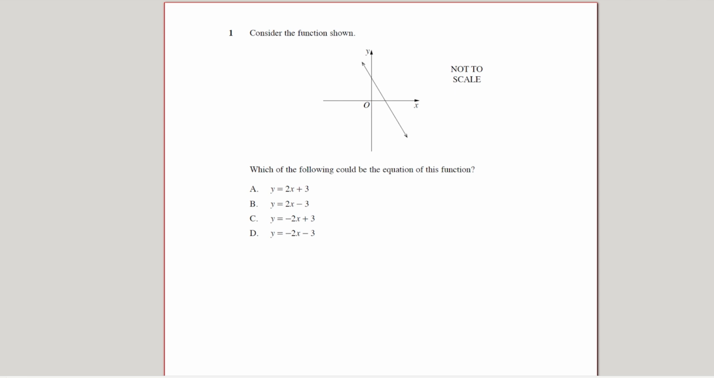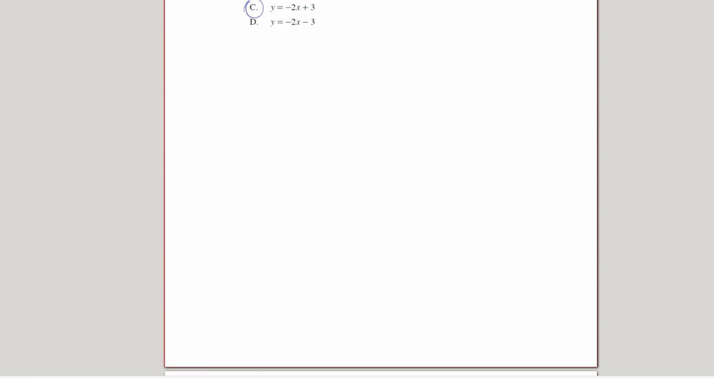First question is asking for the equation of the function. Let's have a look. The function is going downwards, so I can immediately cross out A and B. Why is that? Because the coefficient of x cannot be positive because it's going downwards. And now I can say that the y-intercept is in the positive area, so it has to be C. Alright, let's go to the next question.